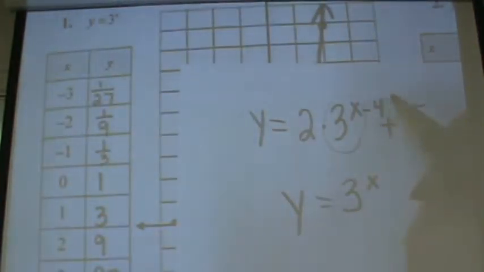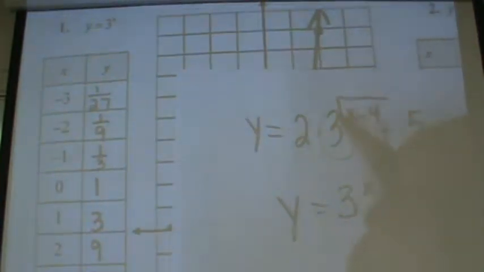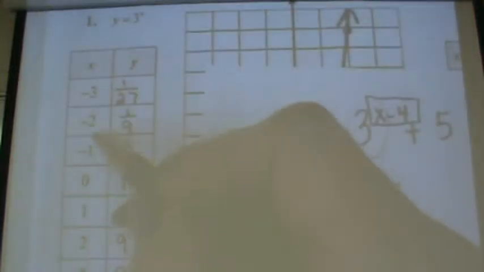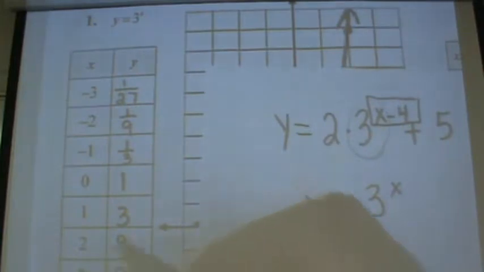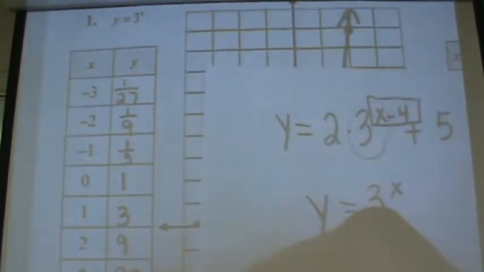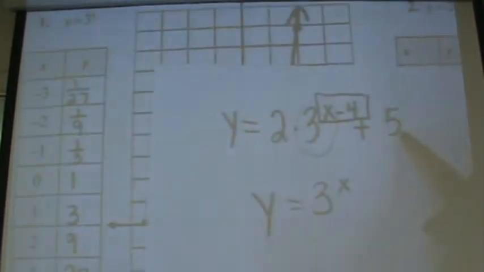What would you do to these x and y values? You guys just told me. What's the first thing you would do right here? You'd add 4 to your x values. You'd take these numbers and add 4. What would you go to next? You'd take your y values and multiply them by 2. And then what would you do? Then add 5 to those y values. So that's what you would do.